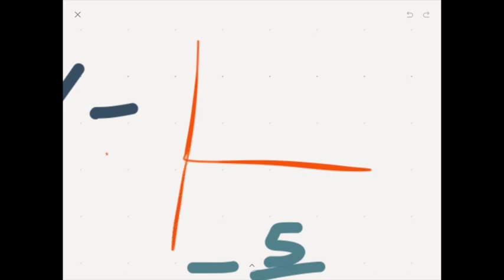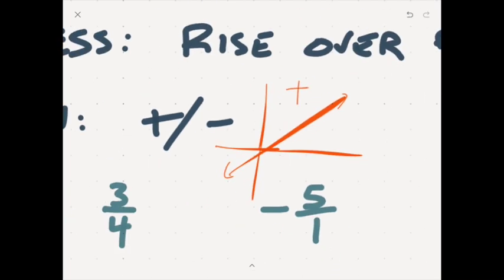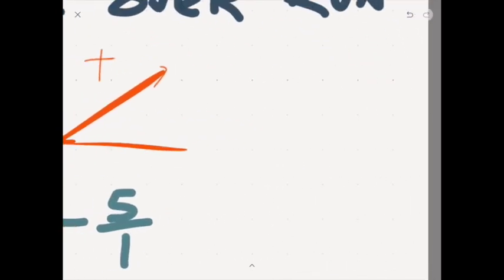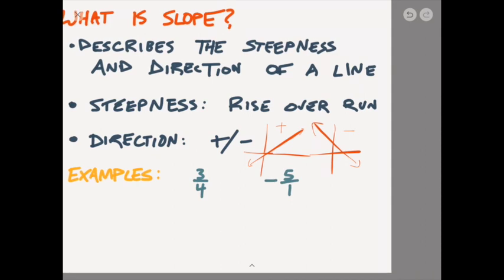Generally speaking, when we talk about lines, lines can move up to the right, down to the left. Those are positive lines. Or alternatively, they can go the other way, which is up to the left, down to the right. Those are negative lines. So the sign, the positive or negative of a line tells you a lot about it.